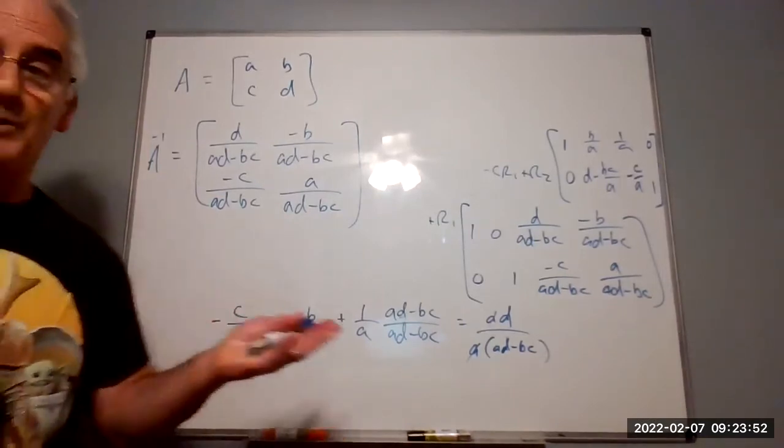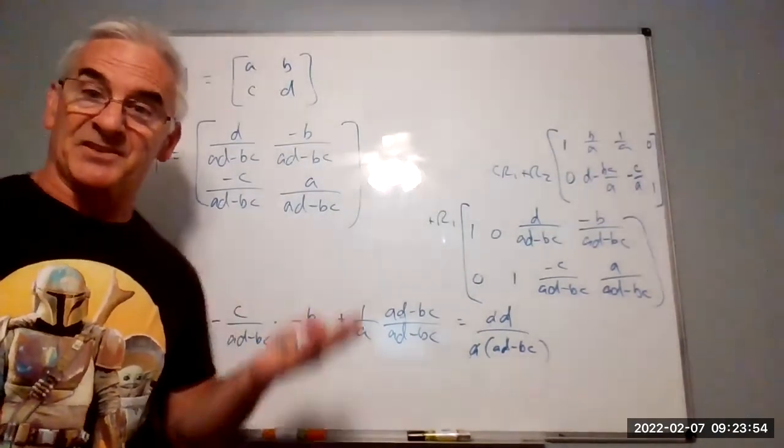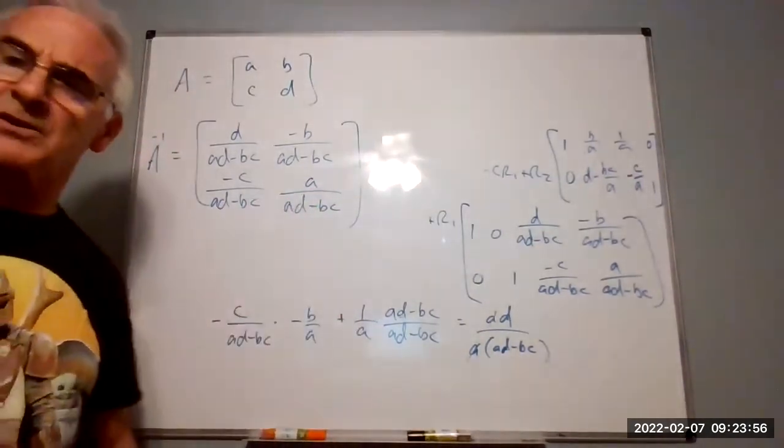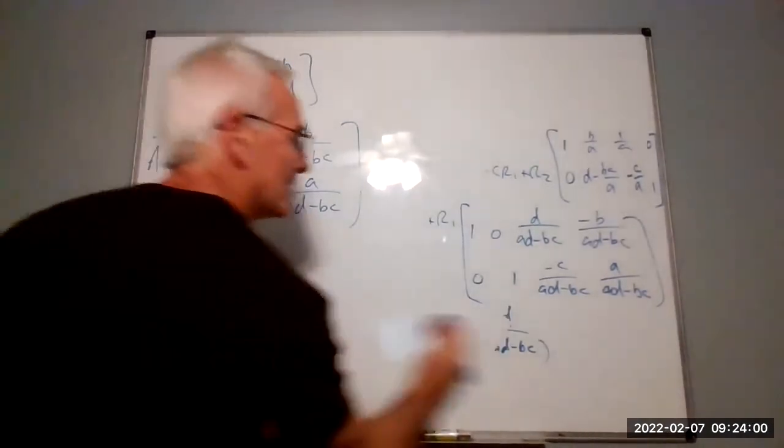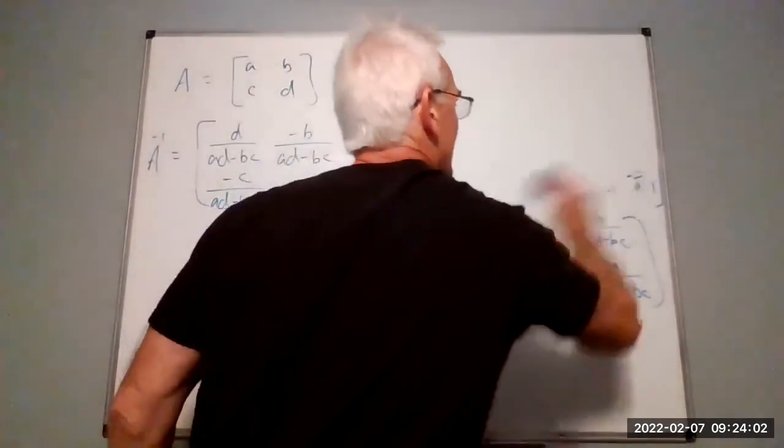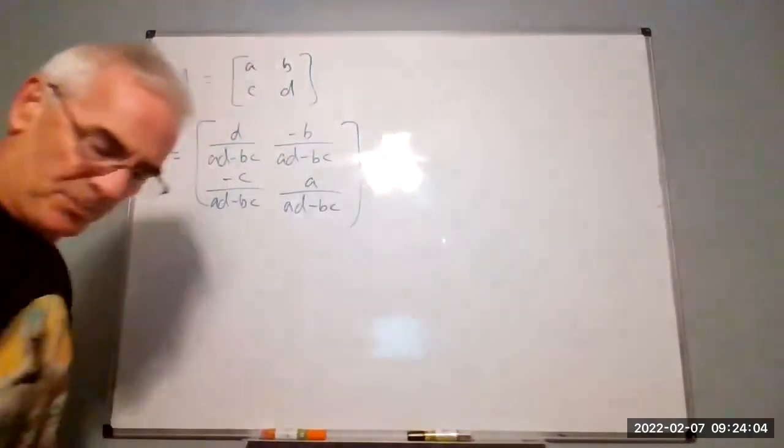By the way, for any real numbers A, B, C, D, if A inverse exists, your inverse is probably going to be a bunch of fractions. That's okay. They're not complicated fractions. But since they all have the same denominator, let me ask you a simple question.